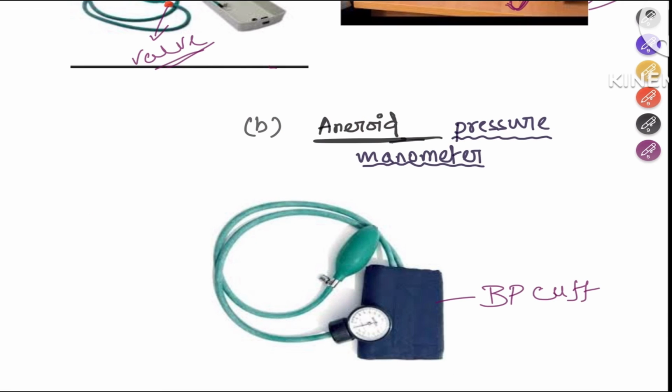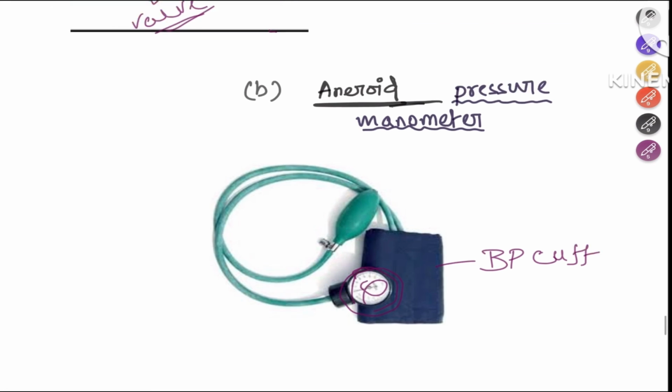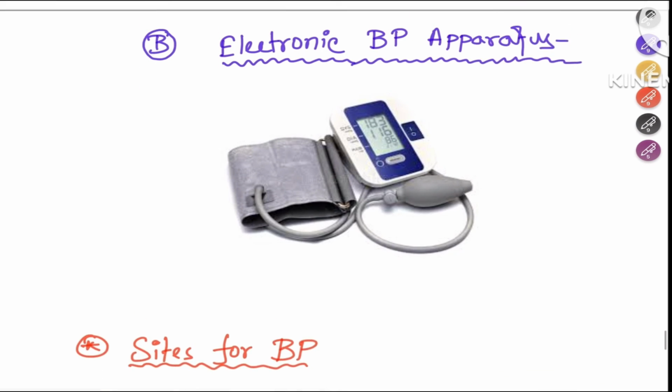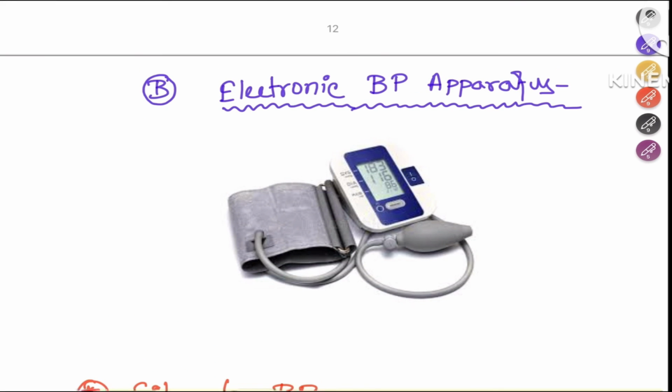Next one is the aneroid. Aneroid is the same as mercury, but here they use a clock-type scale. That is the aneroid pressure manometer. Next is the electrical BP apparatus. It is most commonly used nowadays in hospitals and other institutions. Its electrical indicator shows the accurate blood pressure of the person.